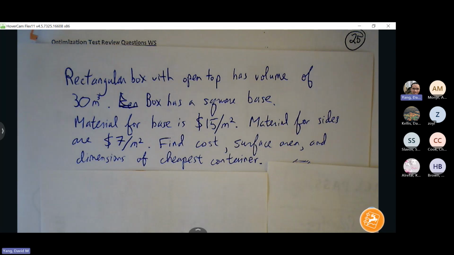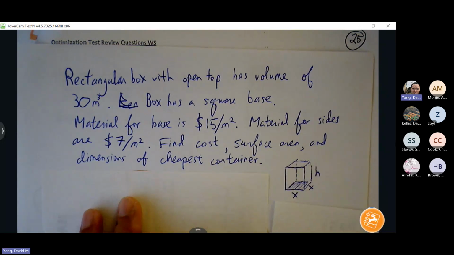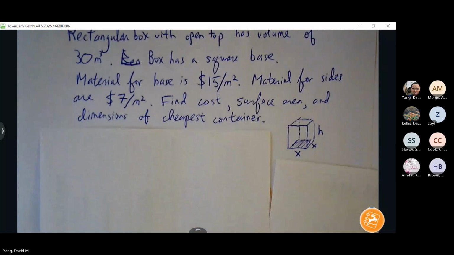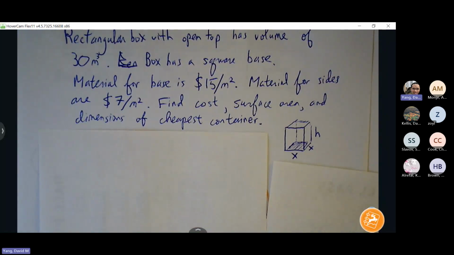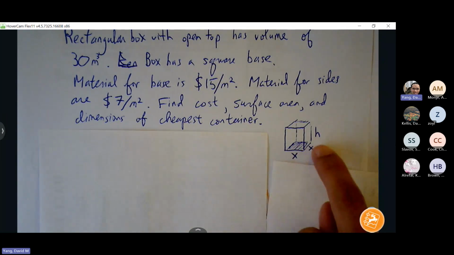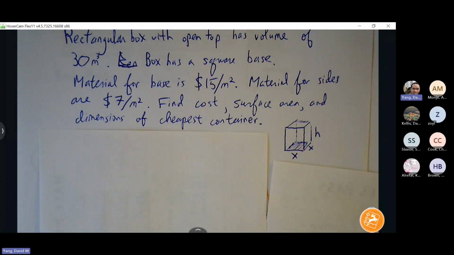Right, so how did you guys make the dimensions of your box? It's got a square base, so what variables did you guys use? Yeah, X and H. If one side was longer, then you would say X and 3X or X and 4X, depending on what the relationship is, right? If the width is 5 times longer than the length, then you will say X and 5X, right? But square base means my length and width of the base are the same, so X and X. So it just depends on whatever the wording is.